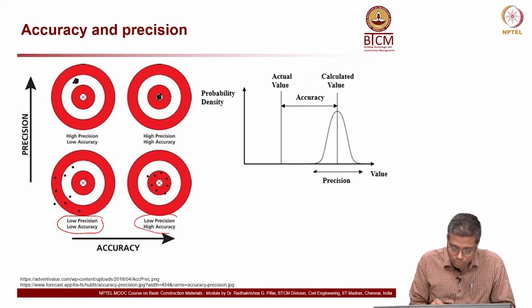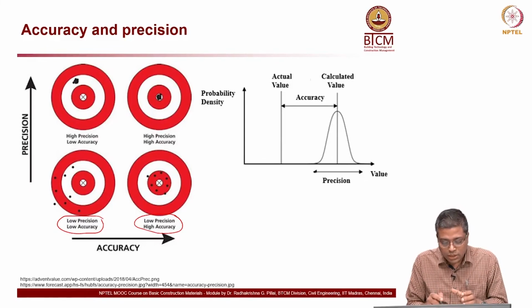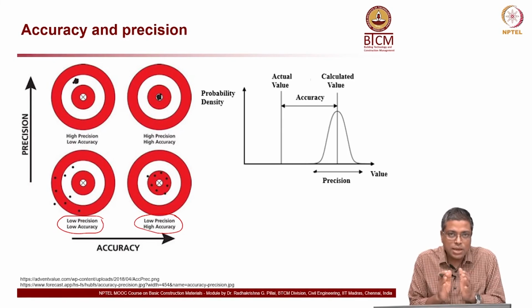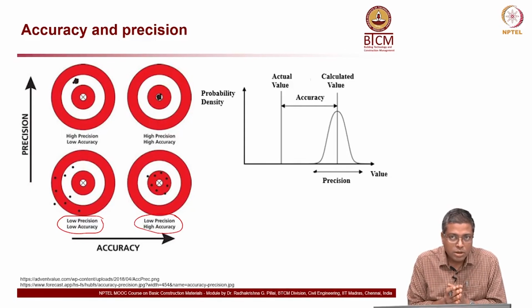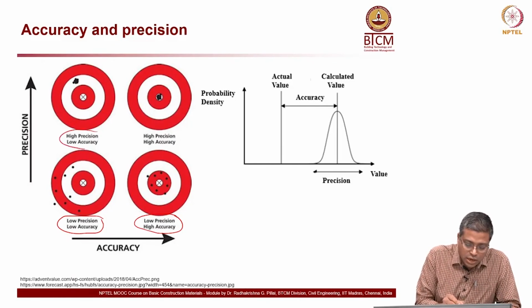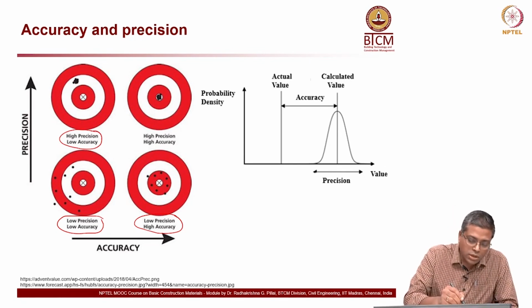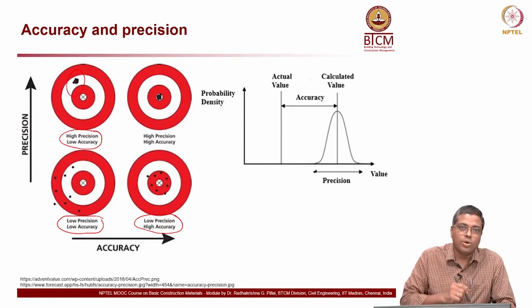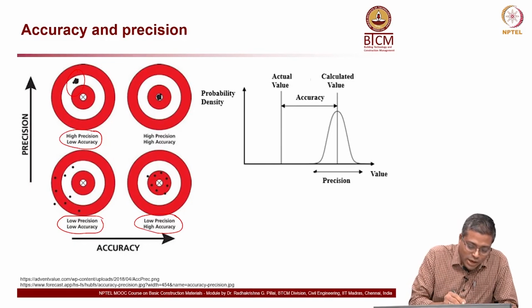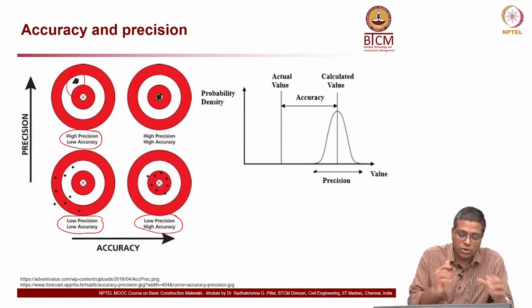Now, here you look at low precision and high accuracy. You see all those black dots are very close to the center point, but not necessarily right on the center. There is still some variability involved in that. So, the precision is not very good, or variability is not very good, but accuracy is very good. Now, high precision and low accuracy, top left: you see all the black dots are very close to each other, but none of them are close to the center point. So, that is the case of low accuracy but high precision, all are very close to each other.